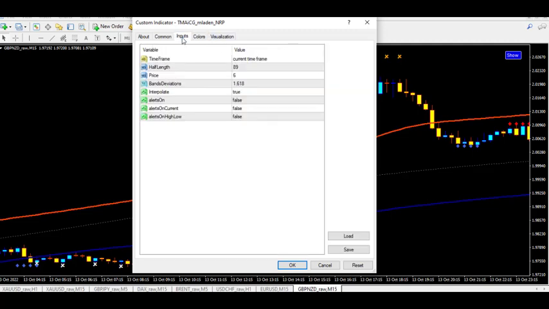Then the value, I changed this value to 89. The half length of this indicator, I changed it to 89.